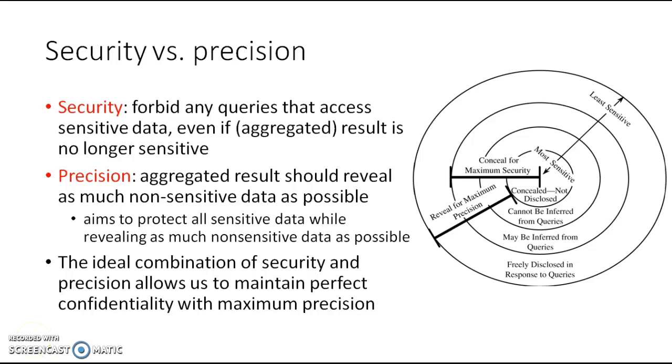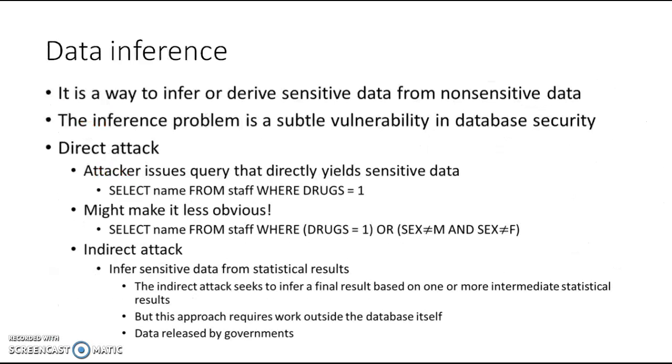Rahim. So this is the third part for module number 5, database security. Here we discuss security and precision. Precision is more inclined to show the user the non-sensitive information, while security is more concentrated towards the center, which forbids access to the sensitive data.